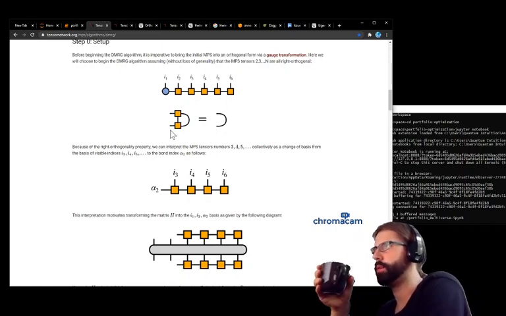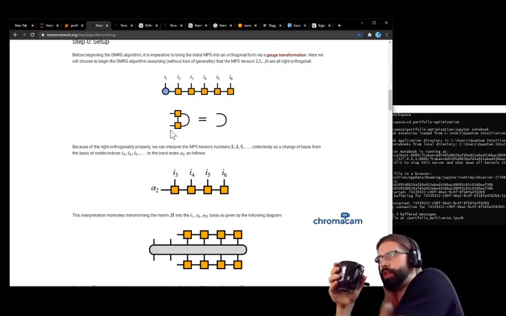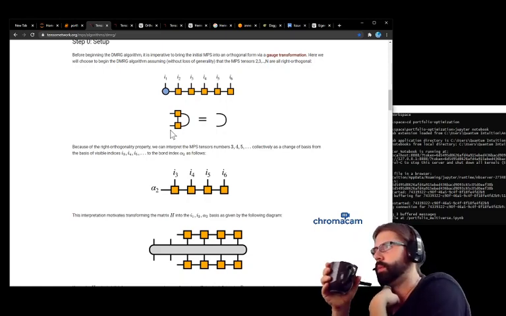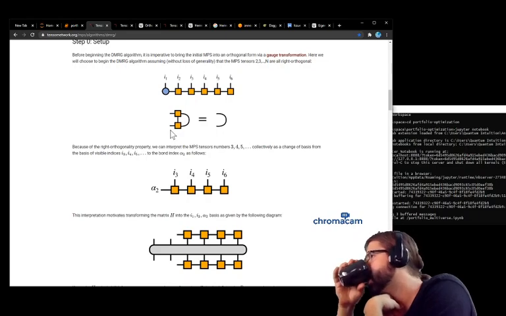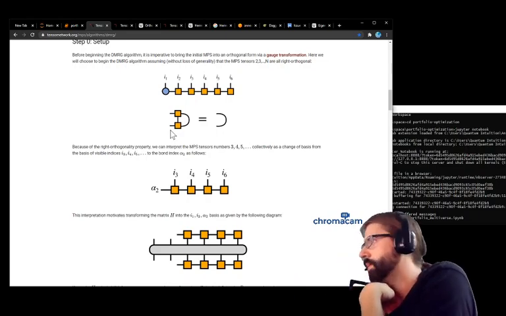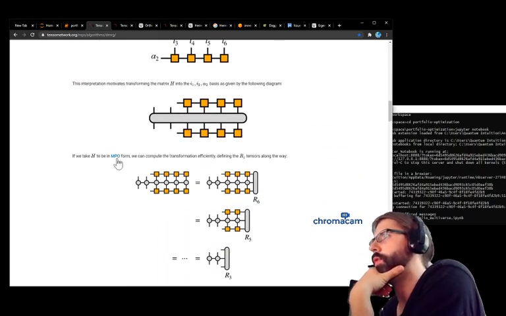Because of the right orthogonality property, we can interpret the MPS tensors number 3, 4, and 5 collectively as a change of basis from the basis of visible indices to the bond index alpha 2 as follows. This interpretation motivates transforming the matrix H into the i1, i2, alpha 2 basis as given by the following diagram. I still don't know what this is doing. If we take H to be in MPO form, we can compute the transformation efficiently, defining the R tensors along the way.